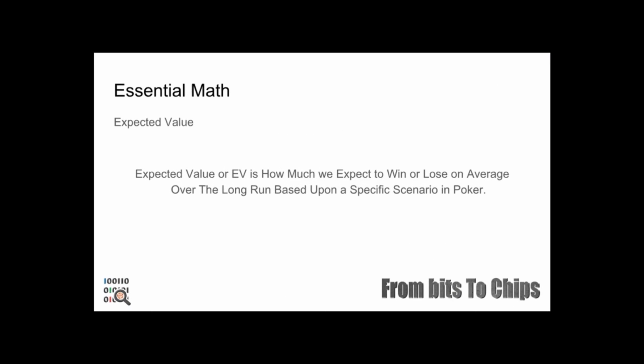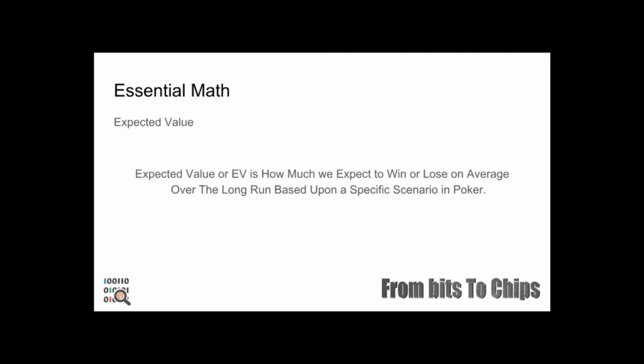Expected value. Expected value, commonly referred to in the poker world as EV, is another very important mathematical concept that I need to understand. EV is how much we expect to win or lose on average over the long run based upon a specific scenario in poker. Every situation and action in poker has an expected value associated with it. Certain situations will be profitable EV, while others will be unprofitable, which is negative EV.